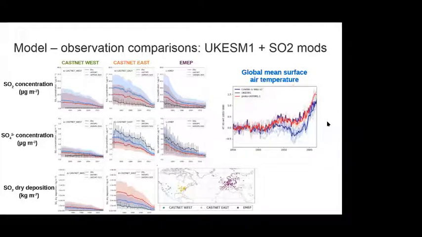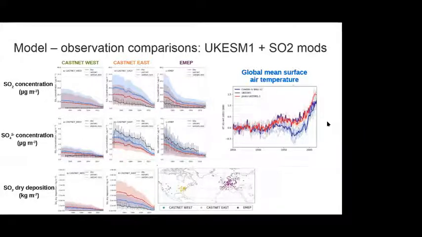However, by removing more SO2 from the atmosphere, we reduce the amount available for conversion to sulfate, and it is increasing our negative bias in the polluted regions. And of course, by increasing our dry deposition with these modifications, we increase our positive bias in SO2 dry deposition.